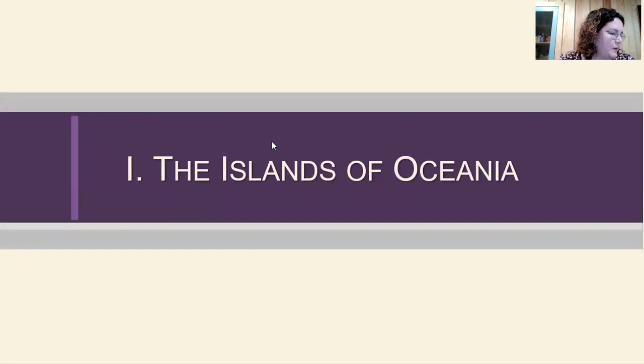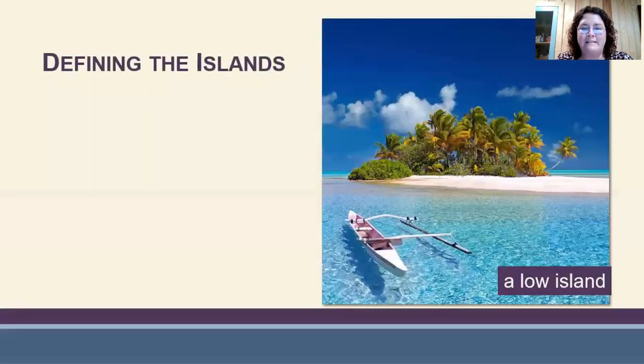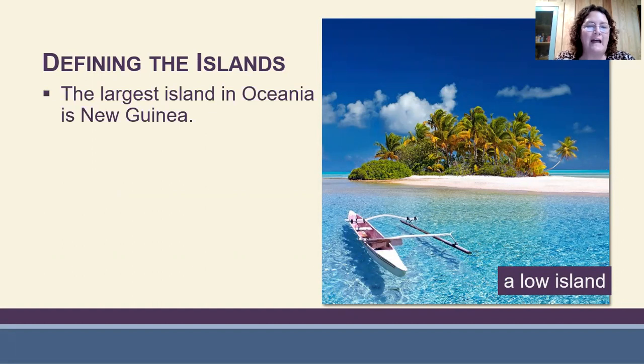So we're looking today at the islands of Oceania, looking at the different types of islands there, looking at how some of them were discovered, different ways that they may have been colonized, how different people came to be there. So the largest island in Oceania is called New Guinea.